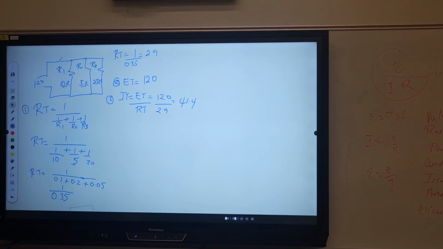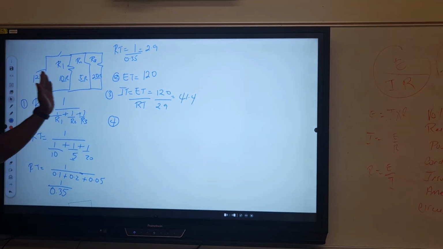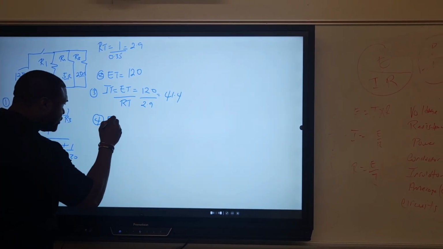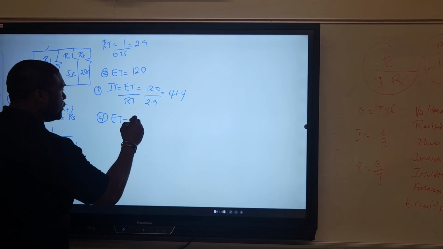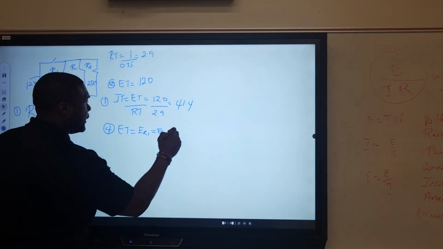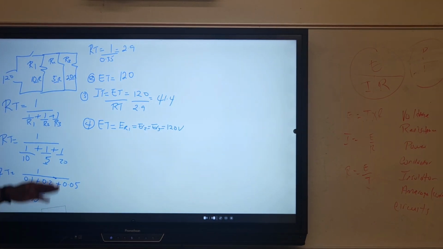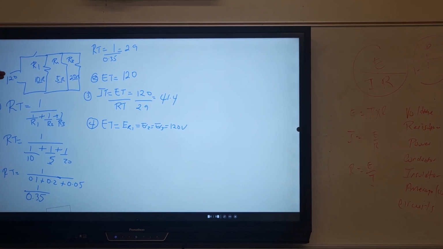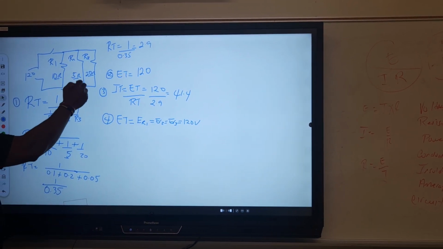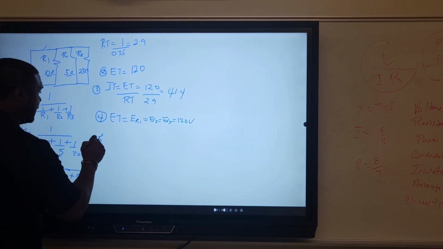Step number 4 is a statement. Again, it's a statement. This is a parallel circuit. In a parallel circuit, whatever your total voltage is, that's what all your voltage drops will be. And in this case, it's 120 volts. So again, if you have 120 volts here, between here and here is 120 volts, 120 volts, 120 volts. They're all 120 volts.